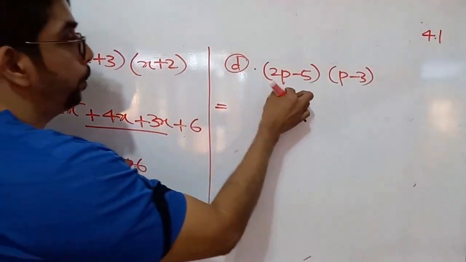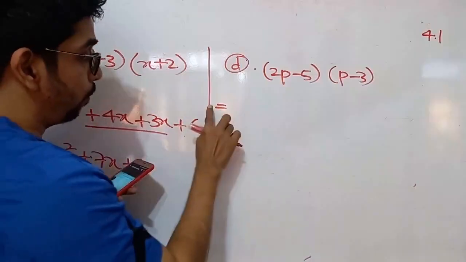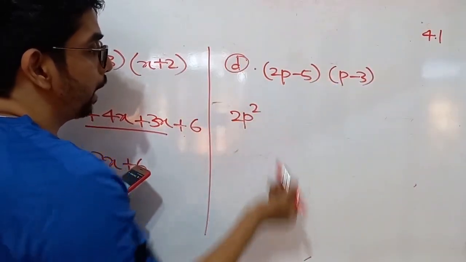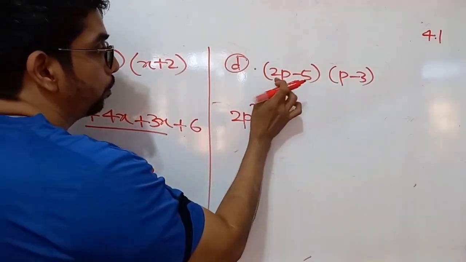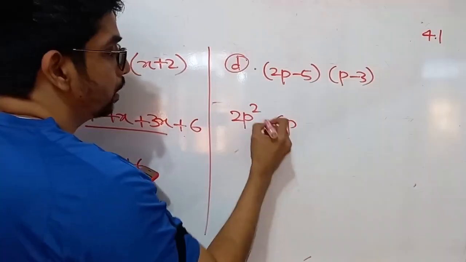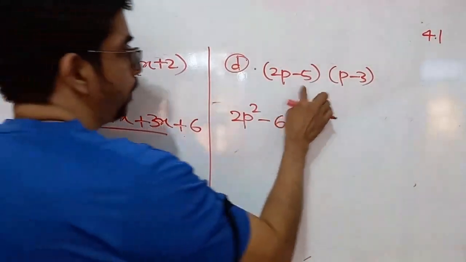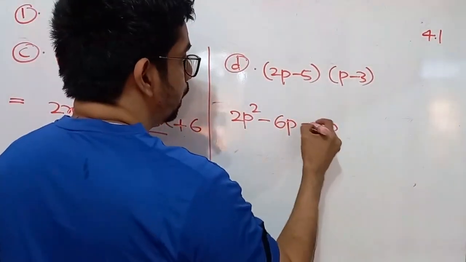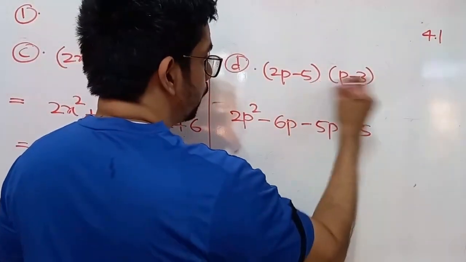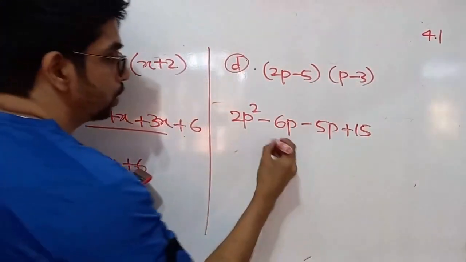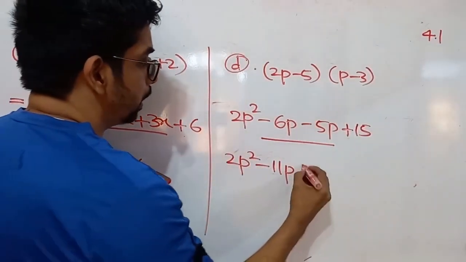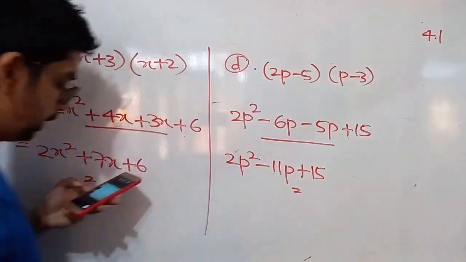Right. 2p times p, we have what? 2p times p, we have 2p squared. Positive into positive, we have positive. 2p times 3, that is negative 6p. 5 into p, that is negative 5p. 5 into 3, that is 15. So here we have positive 15. So these are like terms. 2p squared negative 11p plus 15.